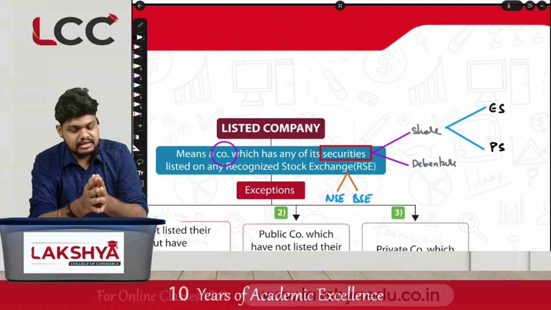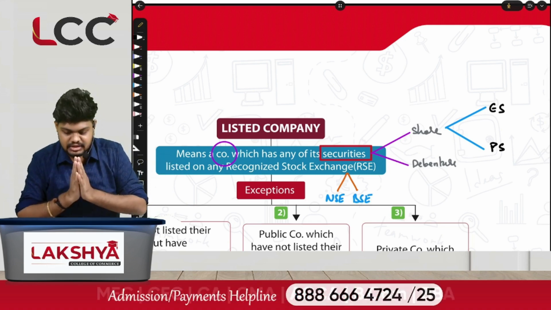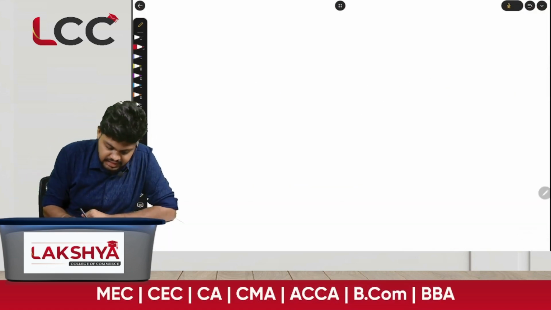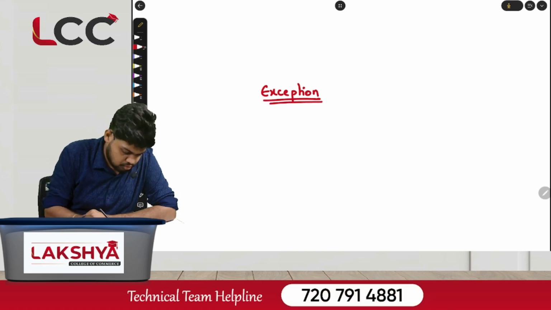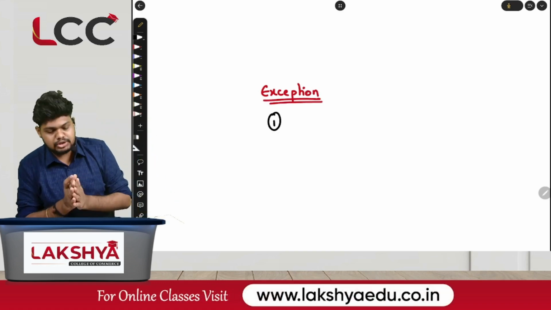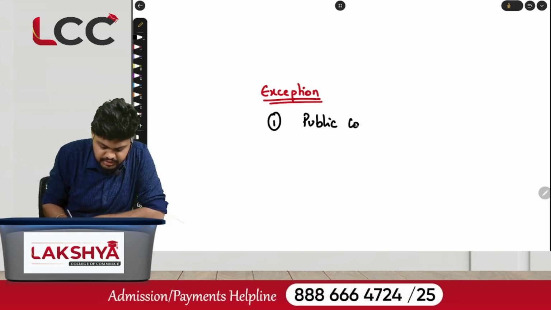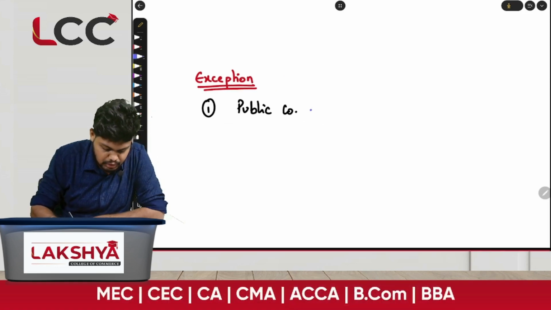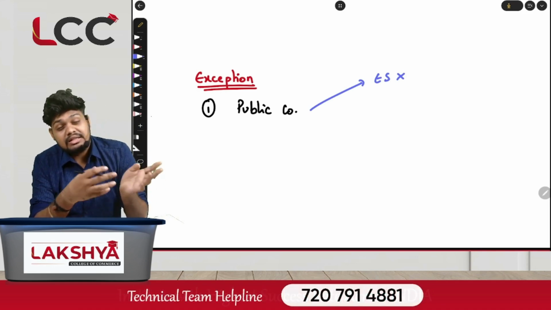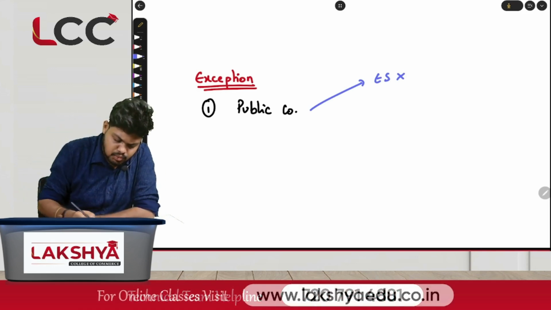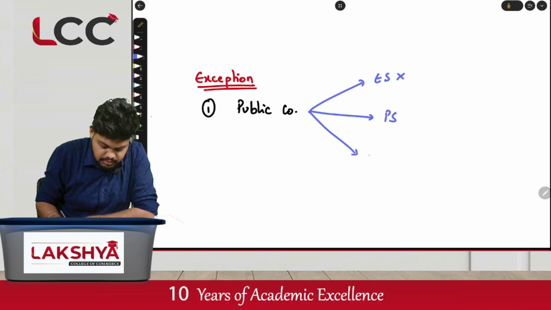But the Companies Act states that yes, these two lines give all these perspectives, but I'll give you certain exceptions. There are a total of 3 exceptions given by the Companies Act under the definition of listed company. Moving on, first understand the first exception. The first exception is applicable for a public company, so it is focusing only on public companies. A public company which has not listed its equity shares but listed other securities. What do you mean by other securities? Either preference shares or debentures.